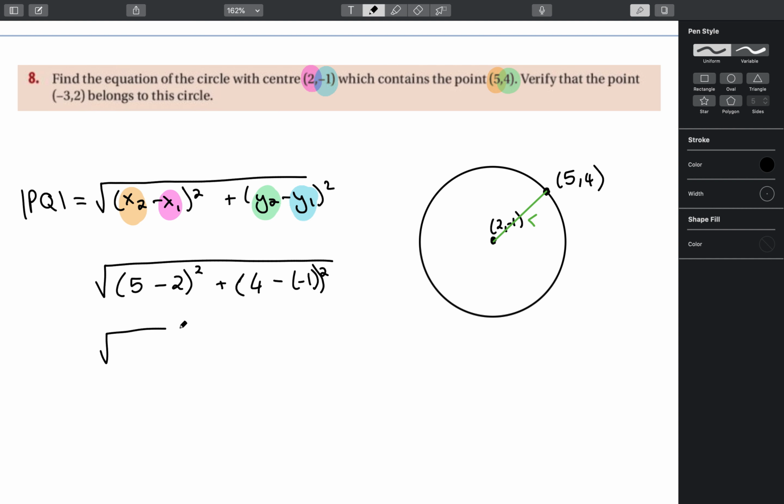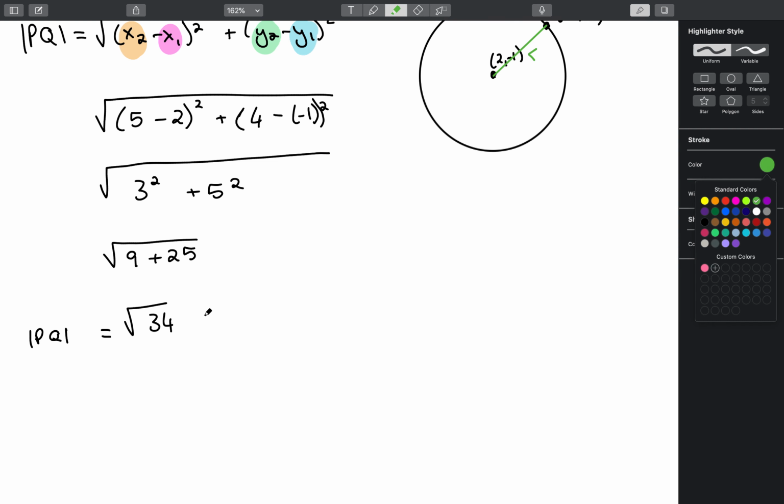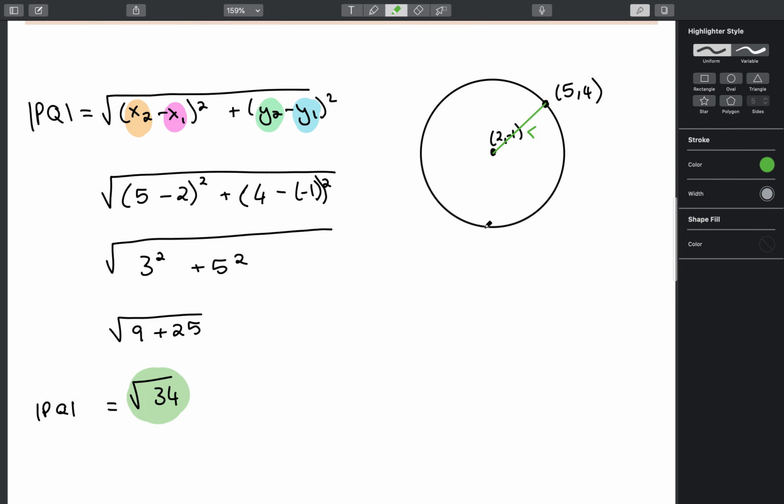And then what we have is 5 minus 2 is 3 squared. And then 4 minus 1, that's going to be plus 5 squared. So I'm going to get the square root of 9 plus 25, which is going to be root 34 in this case. So that's the distance of the line segment there. But we said that that distance there was going to give us the radius, because it was the distance between the centre and a point on the circle. Okay, so now I have my radius.